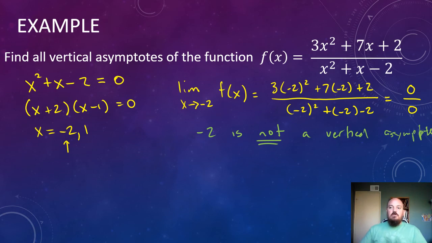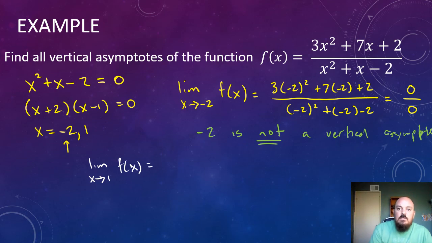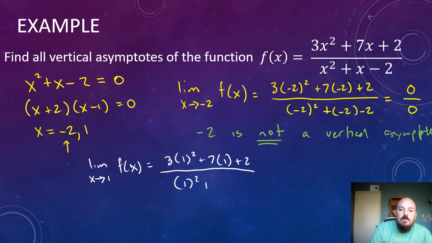That got a little messy there at the end, but you guys get the idea. Negative 2 is not a vertical asymptote. So the only other one that might be is the positive 1. Let's test that one. Let's do the limit as x approaches 1 of f of x. So I'm going to do direct substitution again. 3 times 1 squared plus 7 times 1 plus 2 over 1 squared plus 1 minus 2.